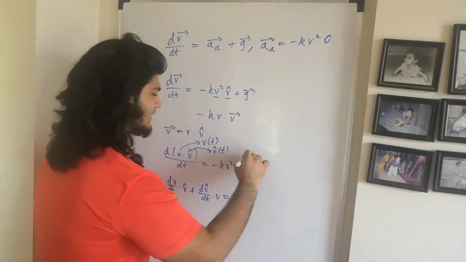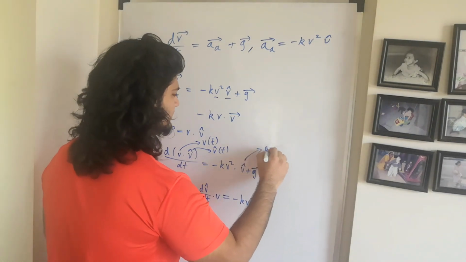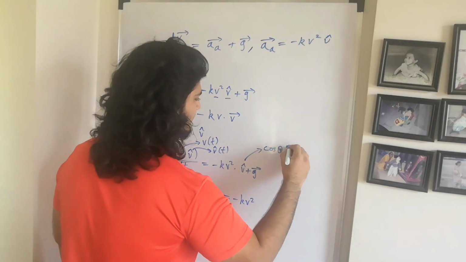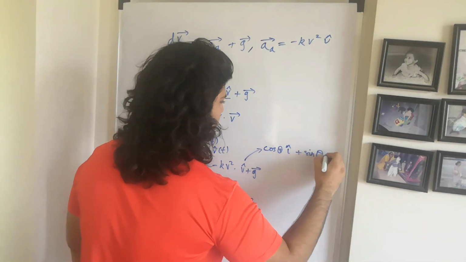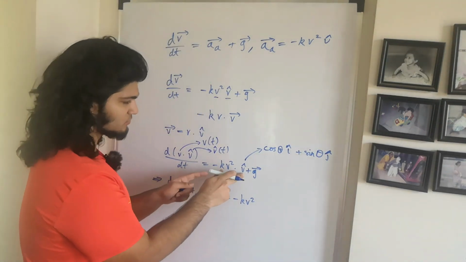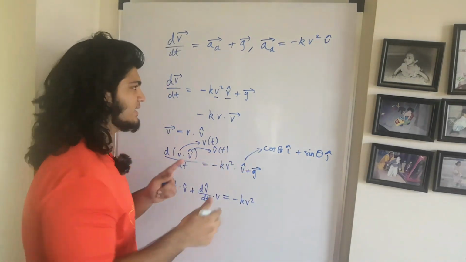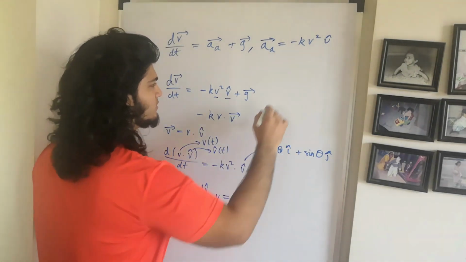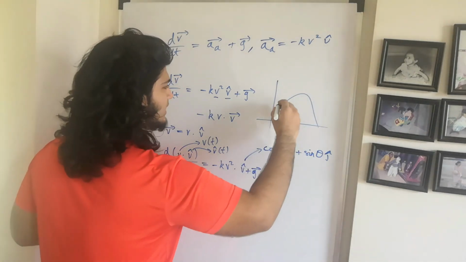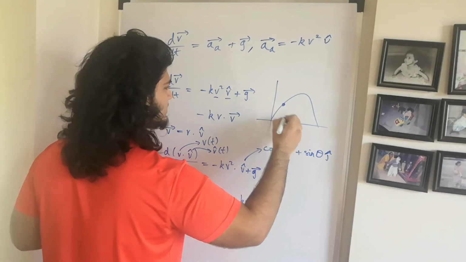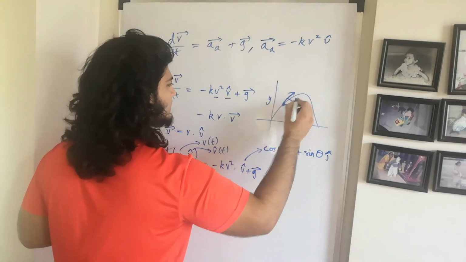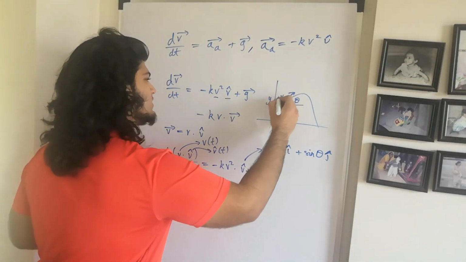And now I'll write v hat as cos theta i hat plus sine theta j hat. Since this is a unit vector, we can write it in this form, and theta is the direction, the angle of travel. So if our projectile goes on a trajectory like this, at any point in the xy space, the angle of travel will be theta, and the speed of travel will be v.